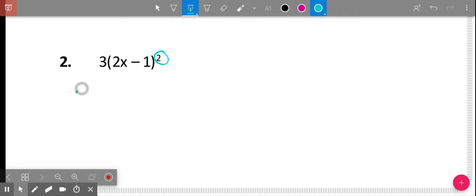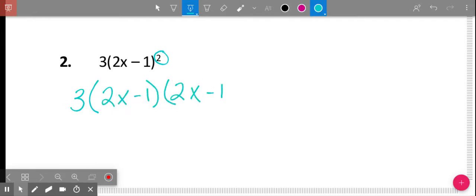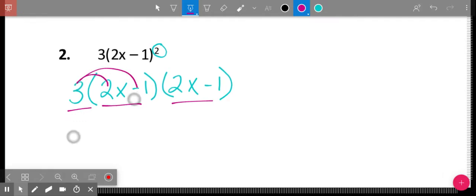So I'm going to rewrite this as the 3 up front. Then I'll have (2x minus 1) times (2x minus 1). That should always be the very first thing you do, no matter what. If you can expand, just go ahead and do that first. Now looking at this, I have too many pieces to do my box. Okay, so we have to distribute this 3 first.